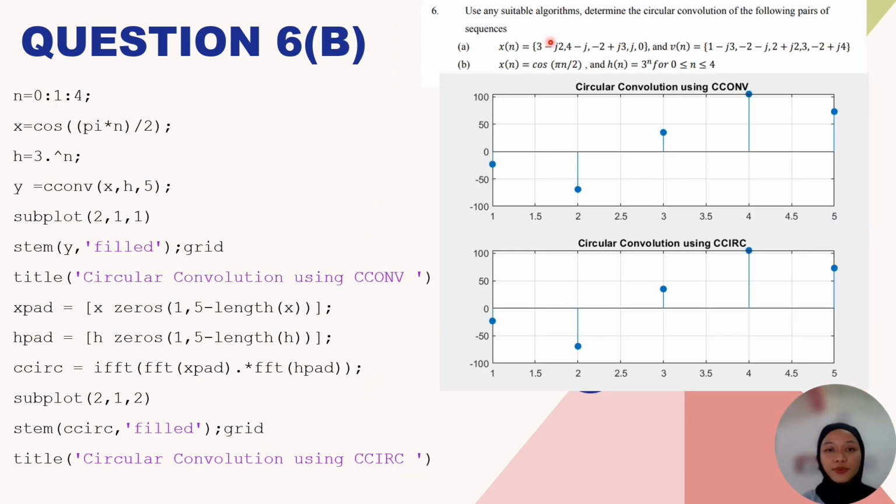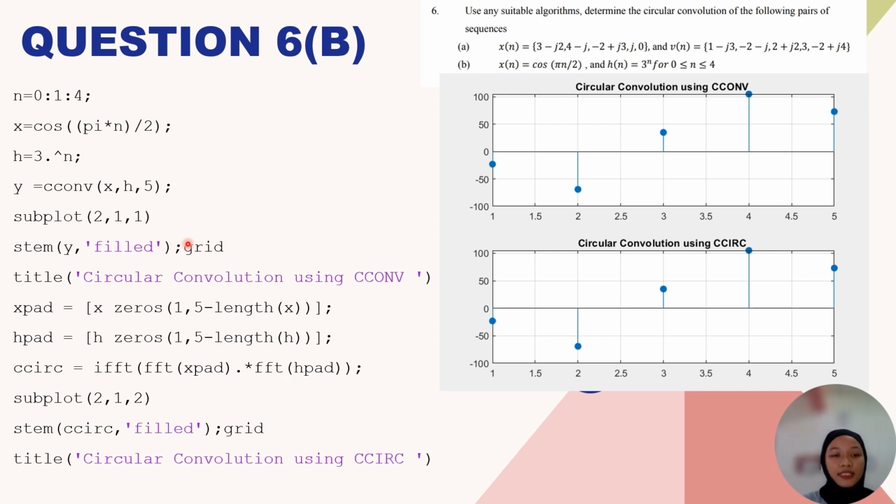For question 6b, we are also required to determine the circular convolution of the following pair of xn and hn. It is stated that n is greater than 0 and lesser than 4. Therefore, in the coding, we will state that n is equal to 0 until 4 with the increment of 1. And then we will rewrite the equation of x and h. And then we will use the same method as in 6a, which is CCONV of x and h with the length of 5. And then we will subplot it into 2, 1, 1.